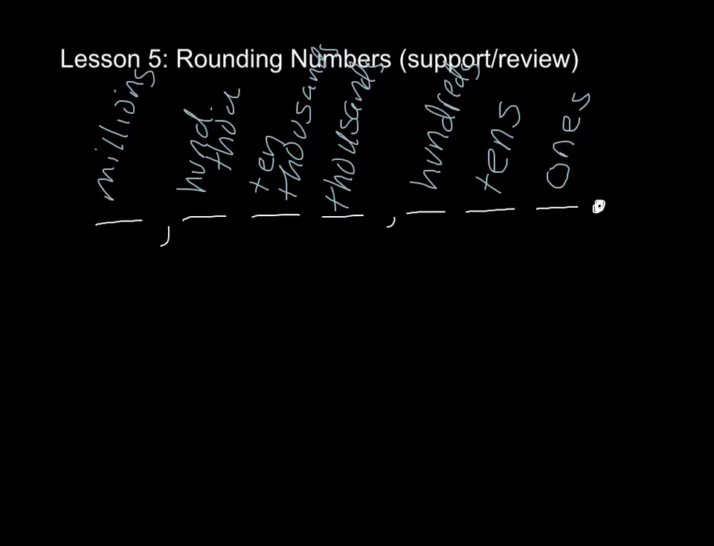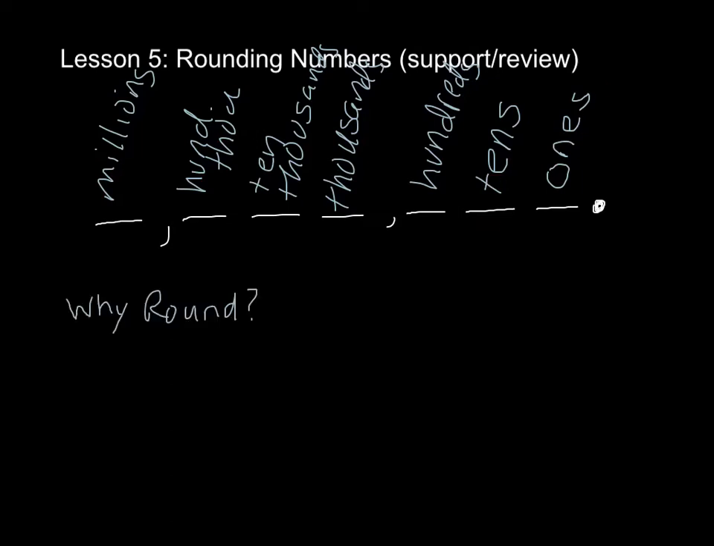So the reason we need to have that information fresh in our minds is because when we're rounding numbers, sometimes they'll tell us to round to the thousands place. I need to know where the thousands place is at. Or round to the hundreds place. Well, I need to know where the hundreds place is at. So we need to make sure that this is fresh in our minds, and that's why I wanted to throw this into your notes for this lesson.